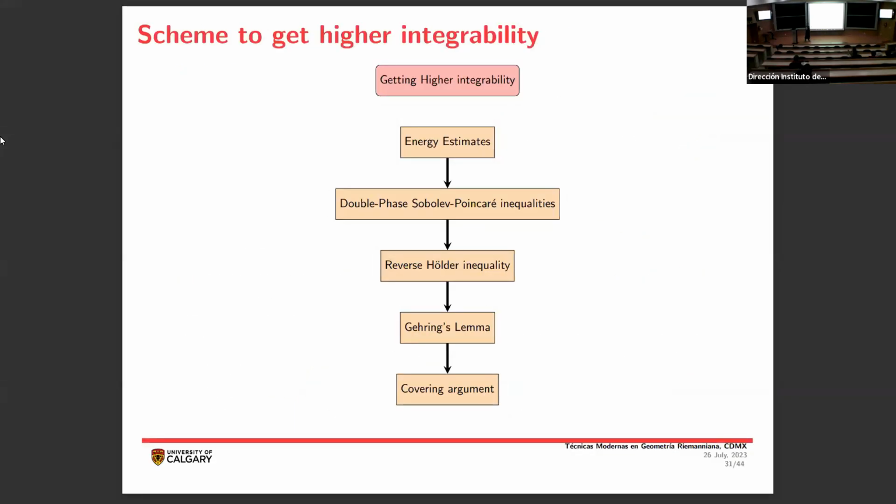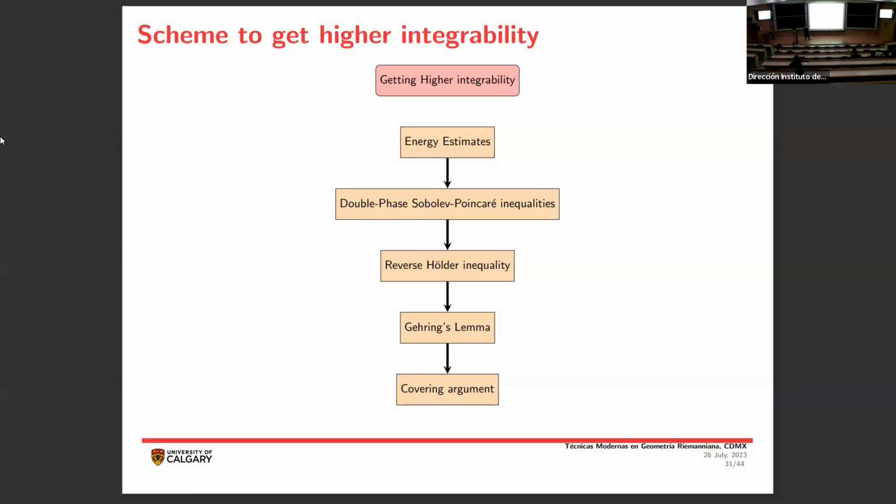Okay, so again, I'm repeating myself, but it's just to make sure: we want higher integrability. We want an improvement on the integrability of the upper gradient for a quasi-minimizer of the double phase. And there's a scheme to prove this. So there are some standard steps. The first that we are gonna prove is that we have some energy estimates.